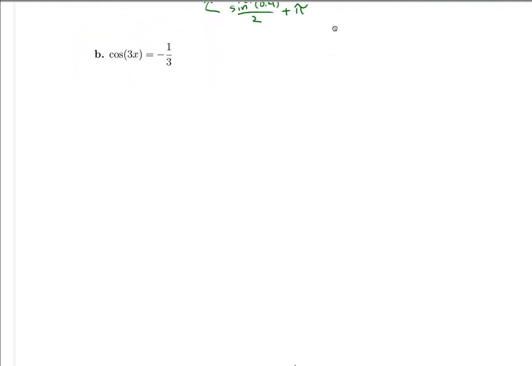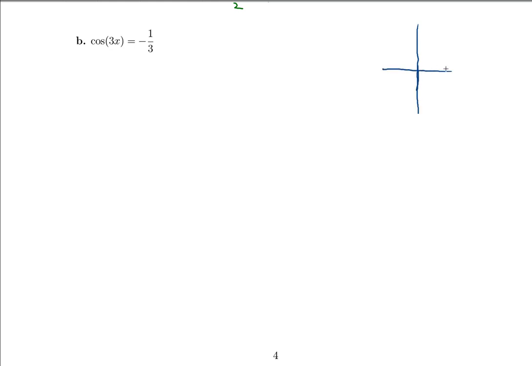All right, last example here, doing the same thing though. Want all the solutions between 0 and 2 pi. So again, negative 1/3 is not a special value on the unit circle, so we're going to have to rely on the inverse cosine to help us out here. Negative 1/3 in the x is right about there, so I've got a solution here and a solution there.